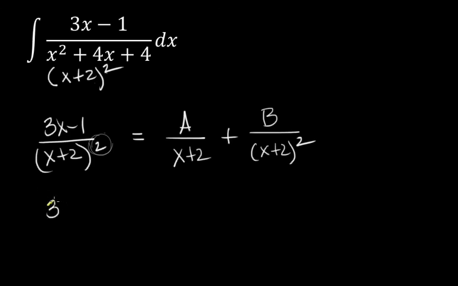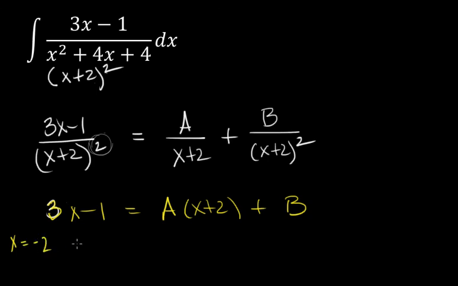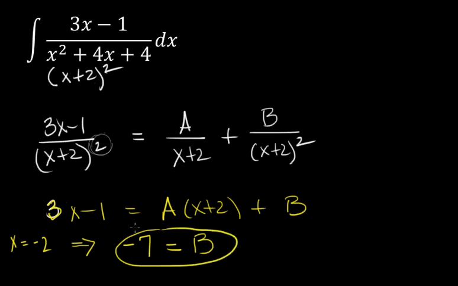We get 3x minus 1 is equal to A times x plus 2 plus B. I multiplied both sides by x plus 2 squared. Okay, so let's let x be minus 2. That's the obvious easy value. If x is minus 2, we know we're going to wipe out this term. And we will get 3 times minus 2 is negative 6 minus 1 is negative 7 is equal to 0 plus B. Well, B is negative 7.